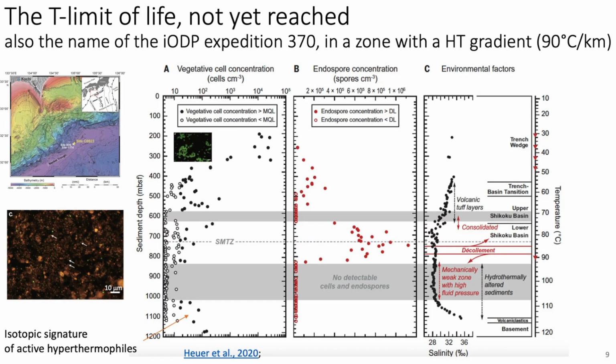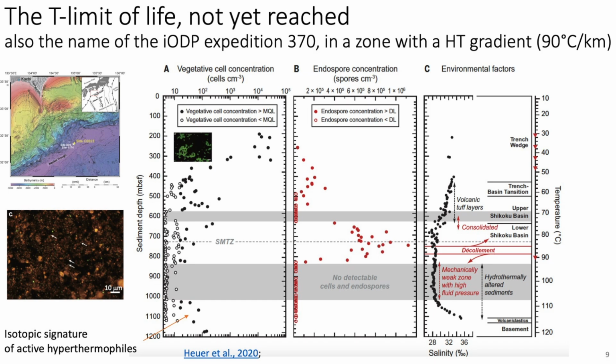So here you have a number of graphs. They're a little crowded, but they drilled down to a little over 1 kilometer, so 1.2 kilometers. They counted the number of active cells. The filled points are the cell counts that are above the detection limit, and the empty ones are where they counted cells but below the detection limit. It's the same here for the endospore concentration. And there's a correlation with the environmental factors along this core.